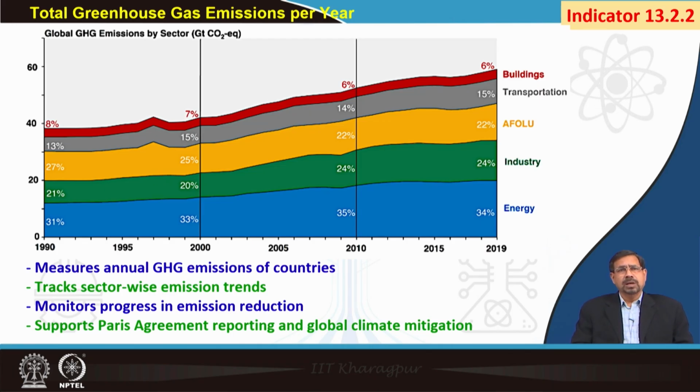Coming to industry, 21% down to 20% by 2000, and then 24% and stabilized at 24% as far as industry sector emission is concerned. From the FLU sector, it has moved from 27 to 22%. It is a good reduction, whereas the transportation sector is steadily increasing, 13 to 15, 14 to 15. Net, it has increased from 13 to 15%, whereas the building sector has decreased between 1990 and 2019 from 8 to 6%. So, this is the sector wise picture.